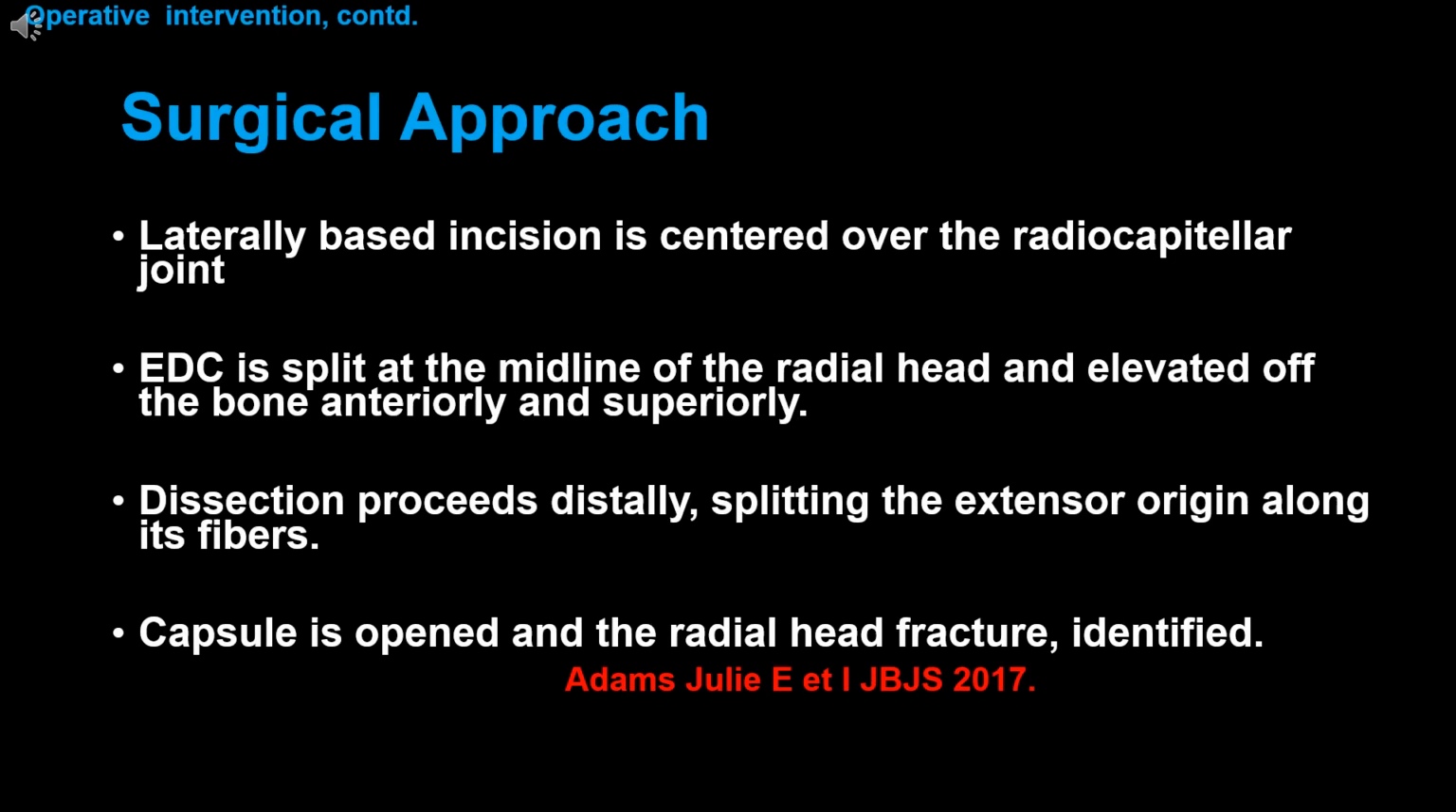Surgical approach. A laterally based incision is centered over the radiocapitellar joint. EDC is split at the midline of the radial head and elevated off the bone anteriorly and superiorly. Dissection proceeds distally, splitting the extensor origin along its fibers. The capsule is opened and the radial head fracture identified, and if it requires excision, remove it.